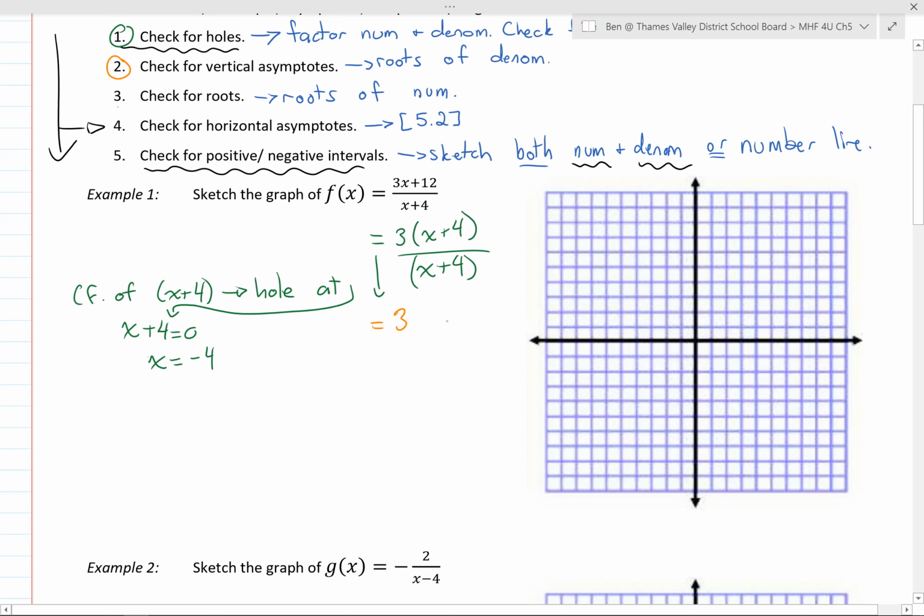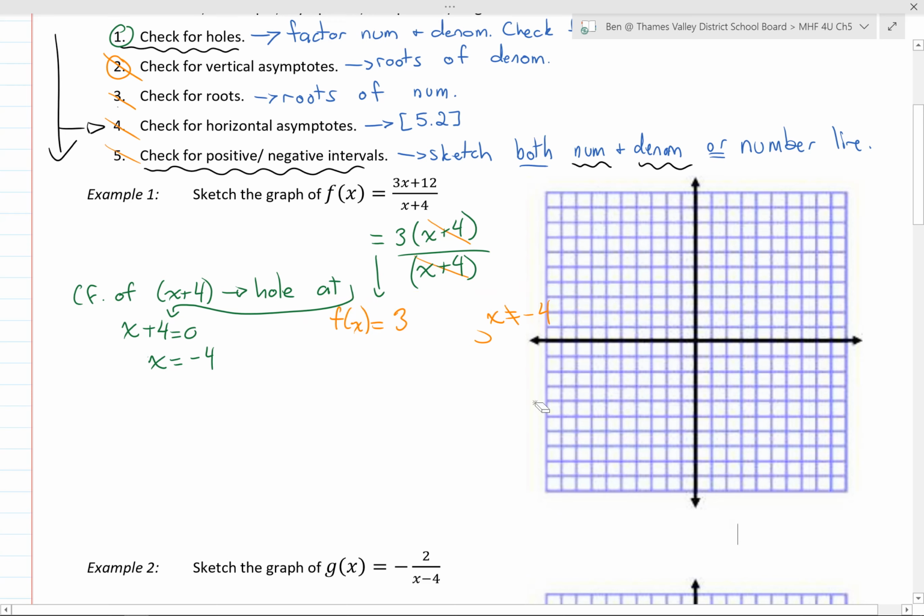So now I'm working with 3, and I can cancel these out, and I just need to make sure I write x cannot equal -4. So now I know that my function, mathematically, is showing just as much as it did above. My function f at x equals 3, where x cannot equal -4. Well, I know how to sketch f at x equals 3. I don't need to check for vertical asymptotes or roots or horizontal asymptotes or even check a positive or negative interval.